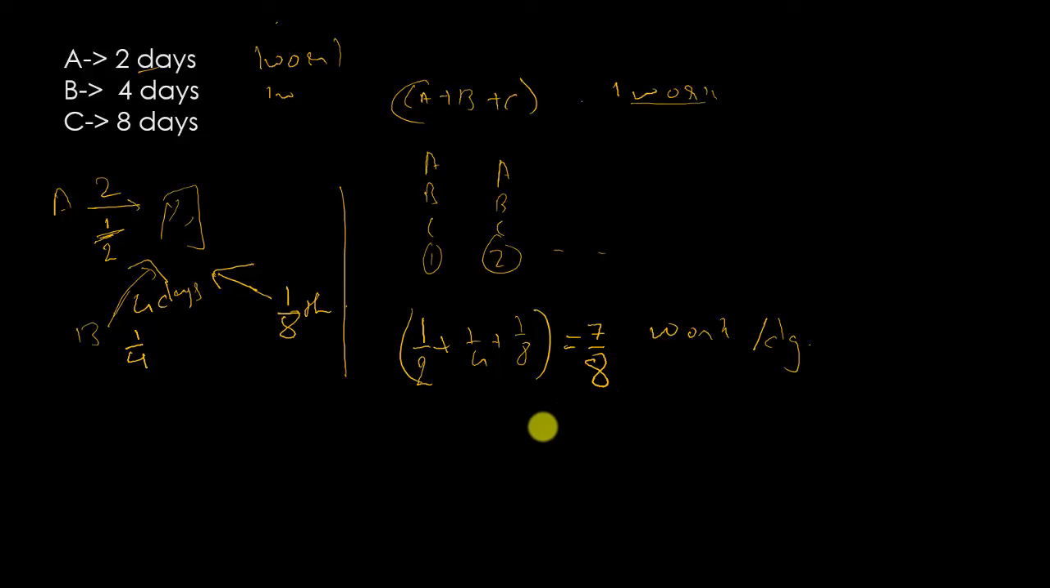Now we have to finish one work. So how many times should we repeat this 7 by 8, 7 by 8, 7 by 8? For how many days? For n days to finish one work. That is what we have to find. N equals 8 by 7.